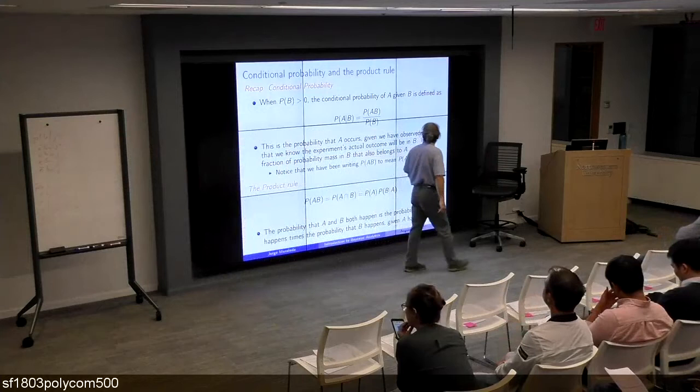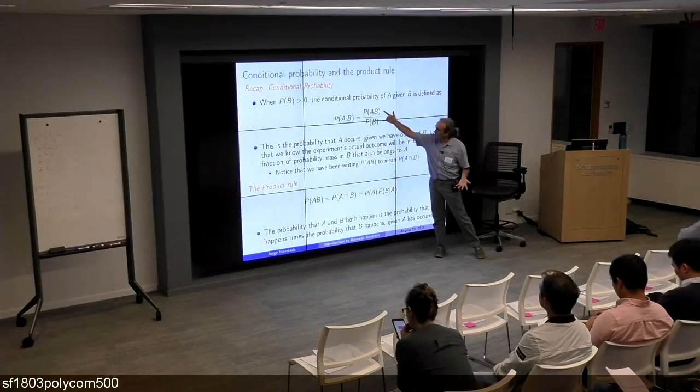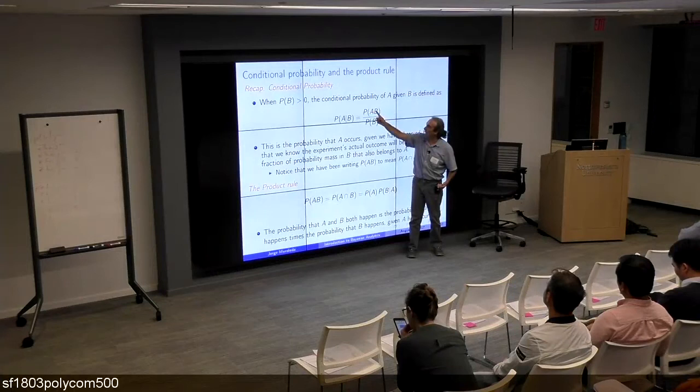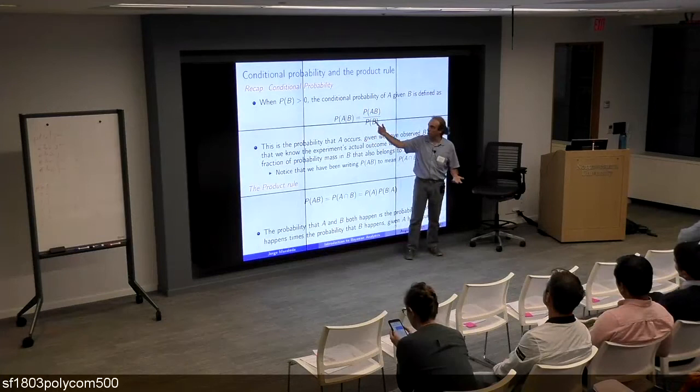So remember, we already have seen from Bayes' theorem that the joint probability of A and B, meaning the probability that A happens and B happens, is the same thing as the probability that A happens given that B happens, times the probability that B happens. This was one application of Bayes' theorem. It's also called the product rule. And it makes perfect sense.